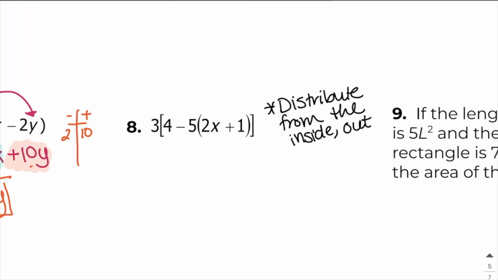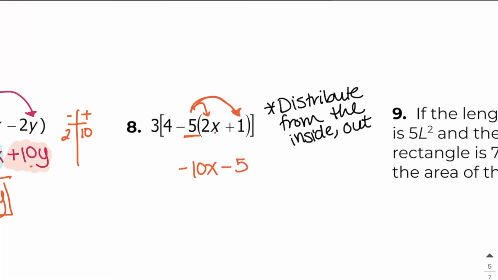So what do I mean by that? Do you see this 3 that needs to get distributed? That's on the outside. So we're going to start from the inside, and we have this negative 5 here that needs to get distributed first. So I'm going to do negative 5 times 2x, which is negative 10x. Then I'm going to do negative 5 times 1, which is negative 5.